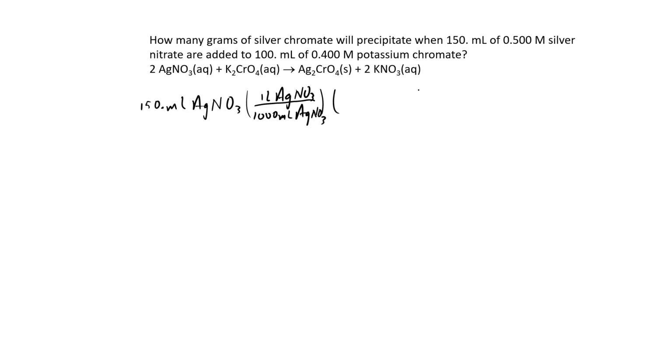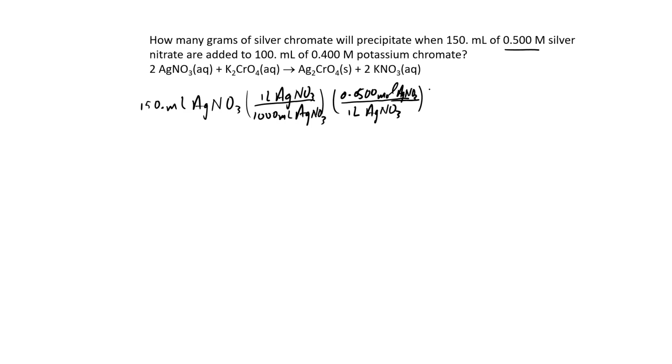Then I would multiply this by the molarity of silver nitrate, and that molarity is given here, 0.500 M silver nitrate. So this is 0.500 moles of AgNO3, and down here would be 1 liter of AgNO3. All right.